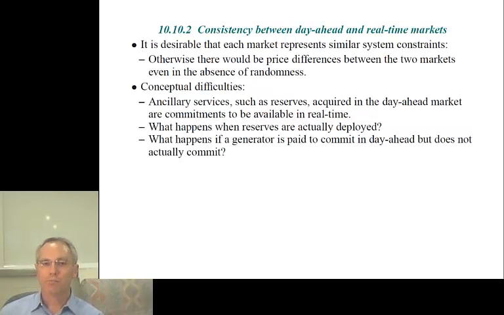It's desirable that each such market, day-ahead and real-time, represents similar constraints. Otherwise, there would be a price difference between the two markets, even in the absence of randomness. There are some problems in practice, conceptually. Ancillary services such as reserves that are required in the day-ahead market are typically commitments to be available in real time. So unless there's a matching ability to buy and sell ancillary services in the real-time market, there is an asymmetry. Most markets in North America are moving to real-time ancillary services markets. ERCOT has not done that yet.